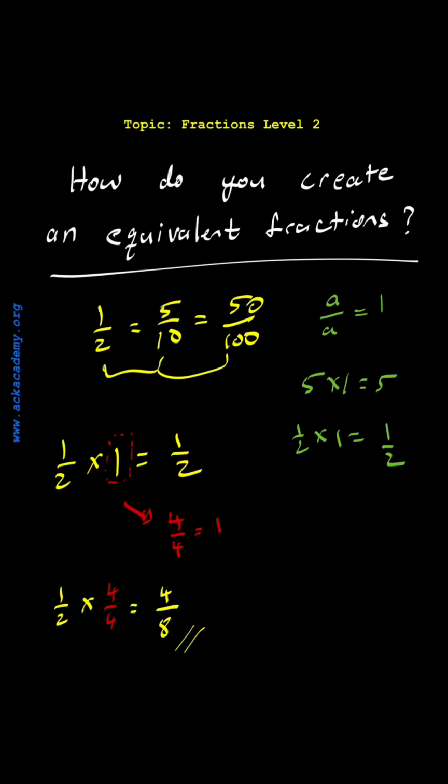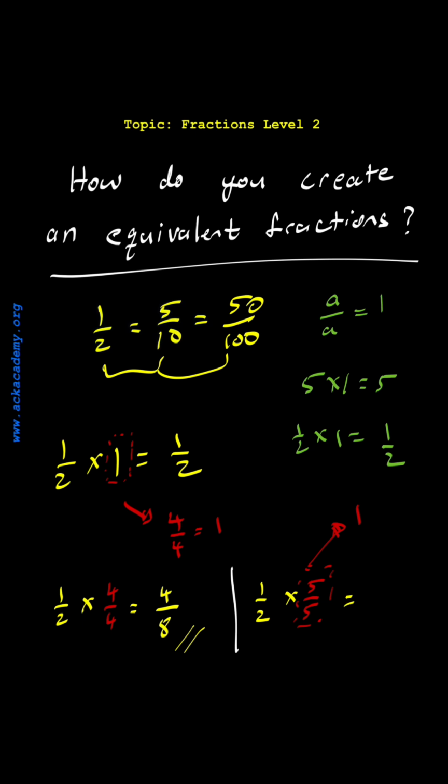Now, let's show another equivalent fraction. So let's say I do 1/2 and I multiply it by 1. But this time the 1 is 5 over 5. Again, this 5 over 5 is just multiplying by 1. And every time you multiply by 1, you just get back the same number.